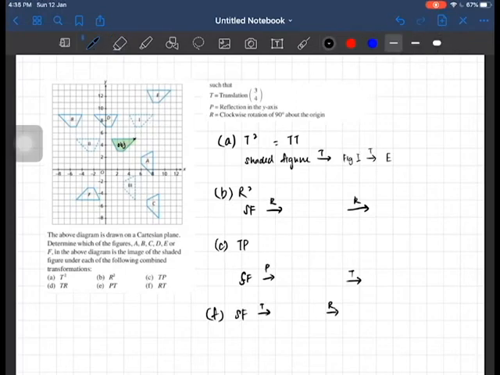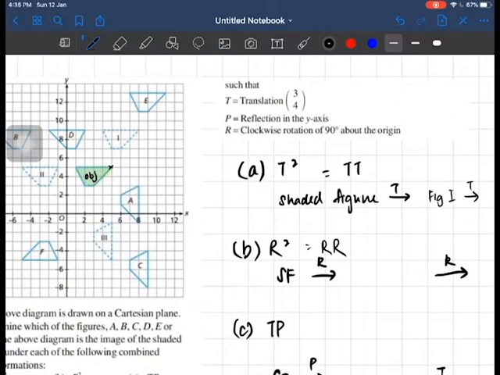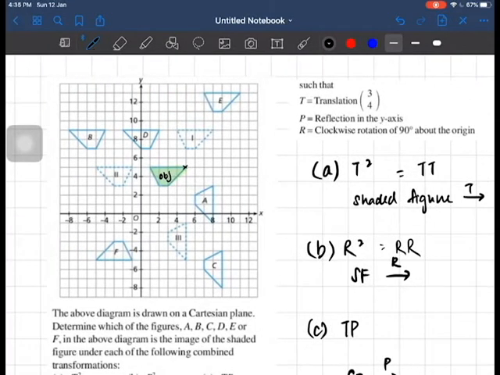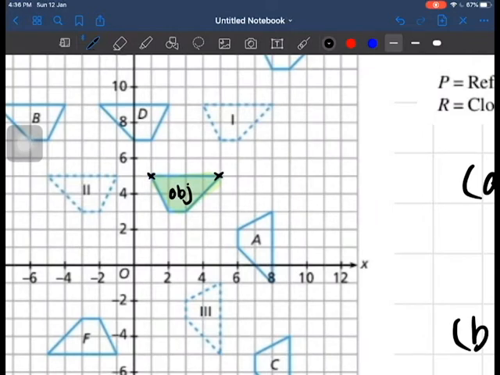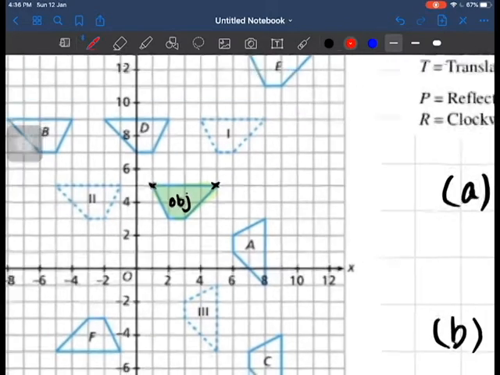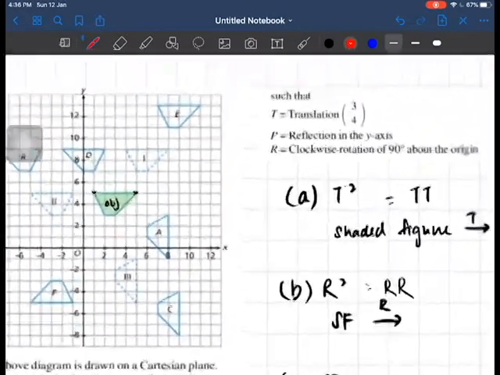Next is R, which again is R squared. R would be a clockwise rotation of 90 degrees about the origin. So it's the same object. I put it as a shaped figure. So RR, 90 degrees about the origin. This time I'll take this point. So how do we determine what image will form from a rotation of 90 degrees? So here's the origin.